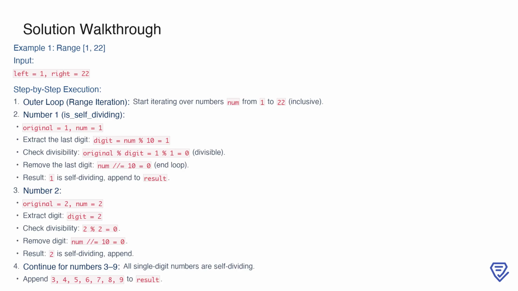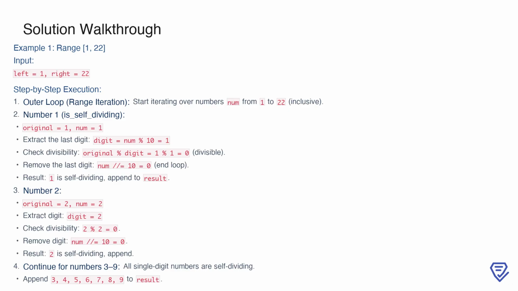We begin by iterating through each number one at a time. For the first number, which is 1, we check if it is self-dividing. The number itself is stored as original, and we start processing the number. We extract the last digit, which is 1, and verify that it divides the original number evenly. Since 1 divided by 1 equals 1 with no remainder, it meets the criteria. With no more digits left to check, we conclude that 1 is self-dividing and add it to the result list.